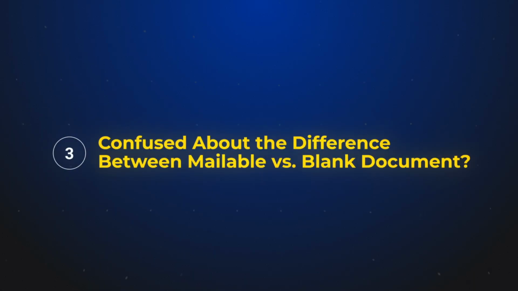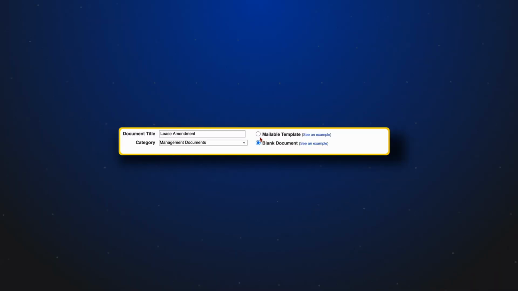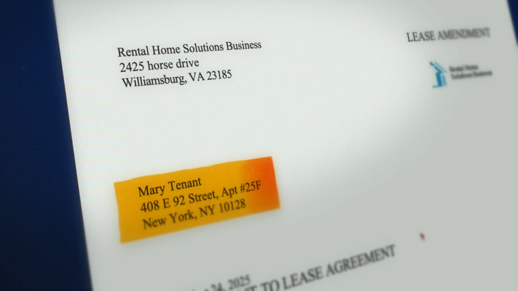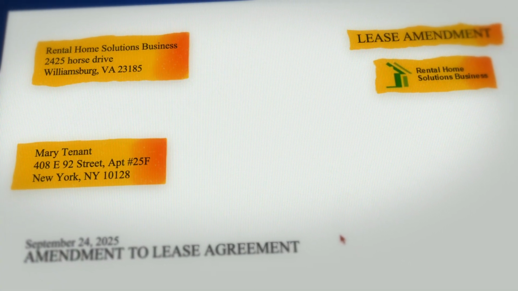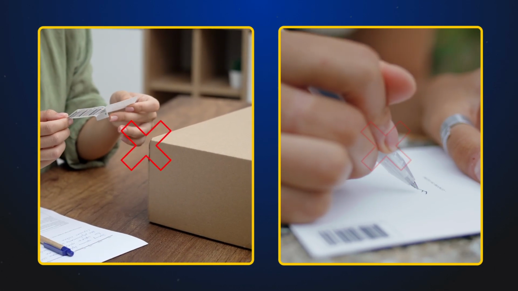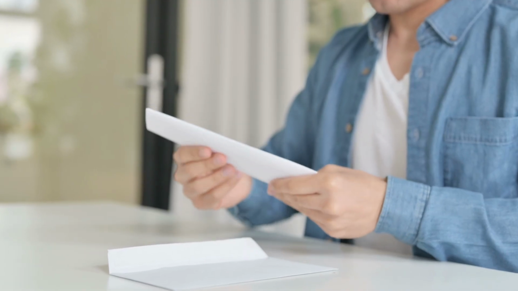Confused about the difference between mailable versus blank document? When you're customizing a document, you have the option of selecting either a mailable template or a blank document. When you select Mailable Template, our autofill will automatically add the recipient's address and your return address to the document. It will also add the document title and your business logo, if you have one. This is added to the top third of your document and is done to fit a standard window envelope. No need to print labels or handwrite addresses. Just print your document, fold it, and insert it in a window envelope. This is helpful for all notices, but it's particularly beneficial for landlords sending batch notices.